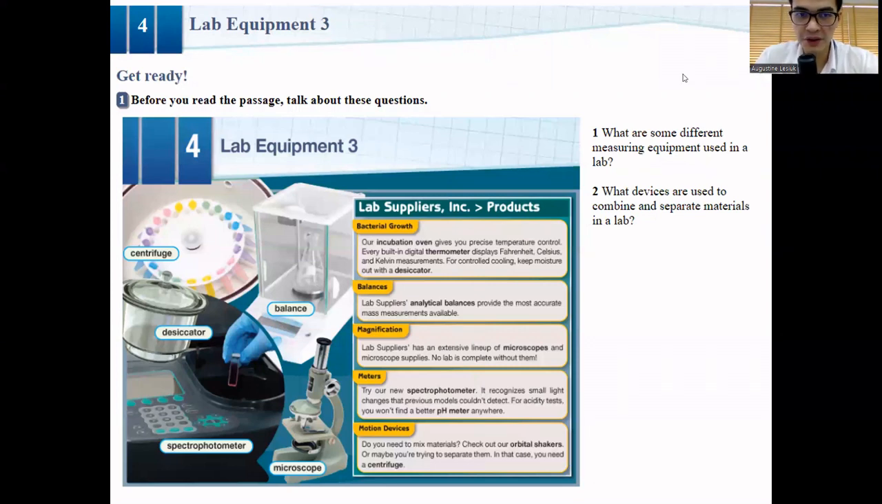For our first warm-up of this unit, I want you guys to read the following passage. So this Lab Equipment 3, Lab Suppliers Inc. Products passage over here. And once you finish reading this passage, I want you guys to answer these two questions over here. The first one, what are some different measuring equipment used in a lab? And the second one, what devices are used to combine and separate materials in a lab? So pause this video, read the passage, and answer these two questions based on what you read in the passage. And after you're done, resume the video and we'll go through the answers together.